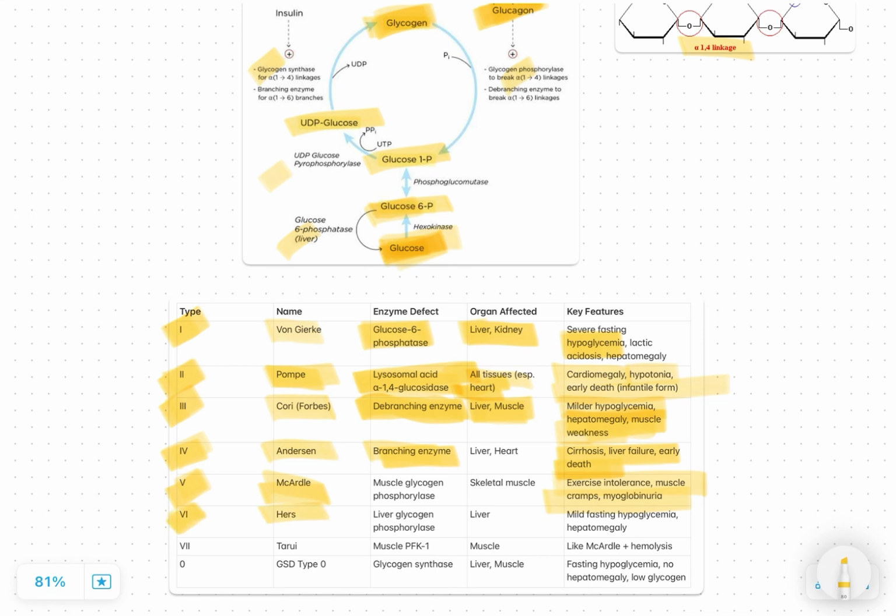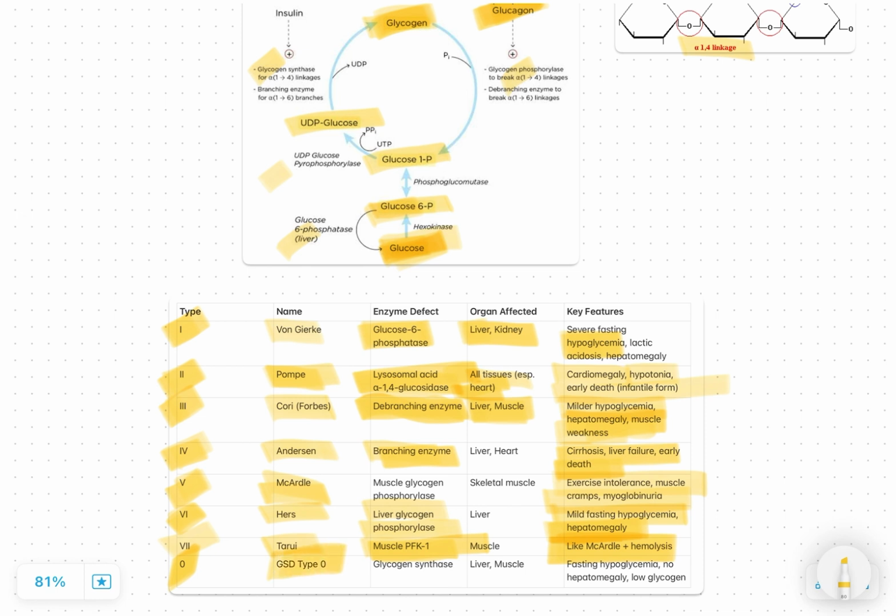The sixth disease is Hers disease. It is liver glycogen phosphorylase deficiency. Here there will be mild fasting hypoglycemia and hepatomegaly. Seventh is Tarui disease. Here muscle phosphofructokinase 1 is deficient. The symptoms will be like McArdle's disease, like exercise intolerance, muscle cramps and myoglobinuria, along with hemolysis.